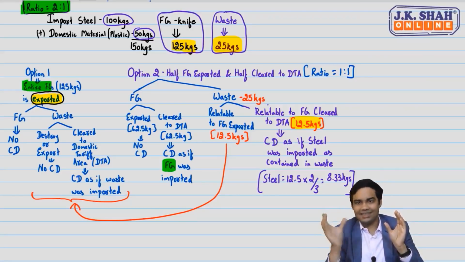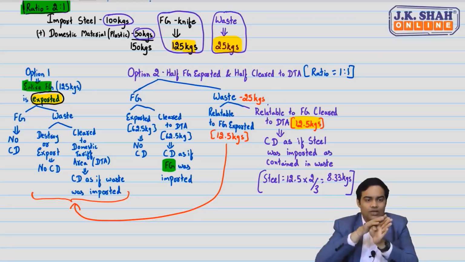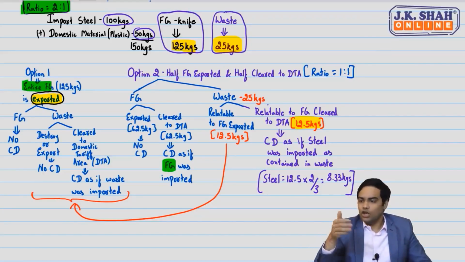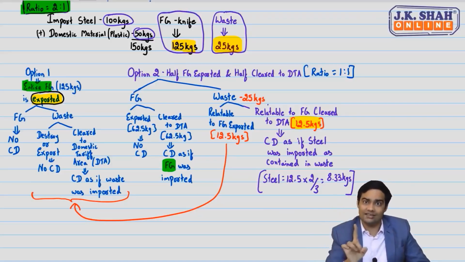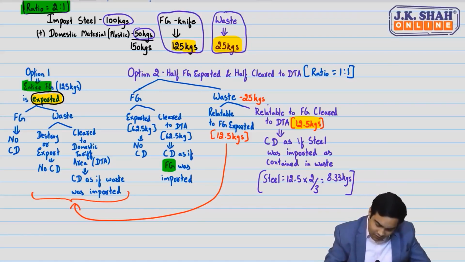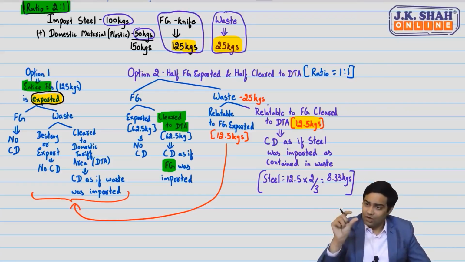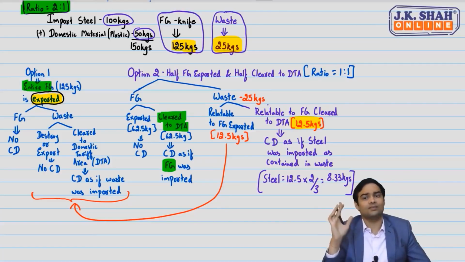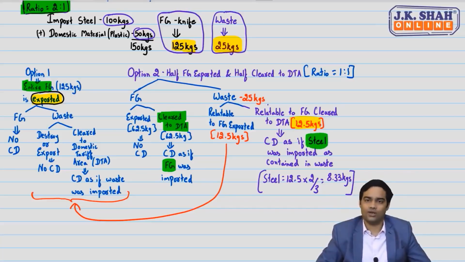Now talking about the second portion. What's the second portion? Second portion is if some portion was exported, some portion was cleared to DTA. To the extent waste is relatable to exported portion, you will be eligible for benefit. To the extent waste is relatable to DTA finished goods clearance, whatever knife you have cleared on finished goods to DTA, here you will have to suffer, because whatever waste is attributable to this, you will have to pay custom duty as if steel was imported. Are you clear with this?